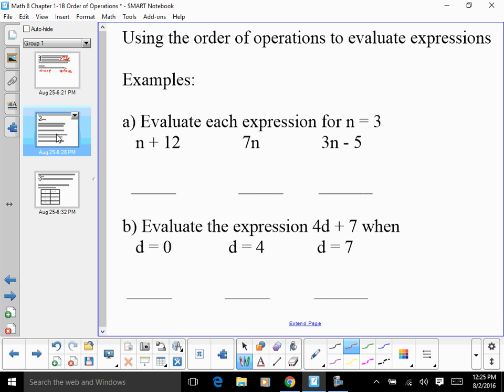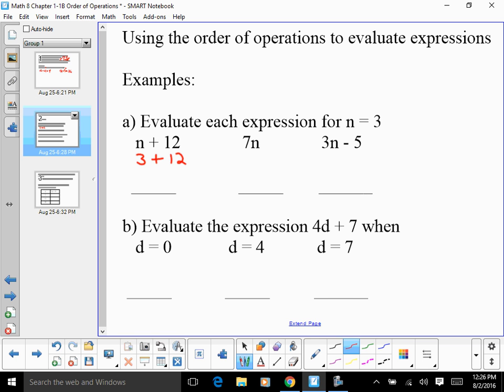One of the places you'll be working with this is actually evaluating expressions. Some examples. Sometimes they will tell you what they want the variable to stand for, in this case n equals 3, and then they will give you 3 or 4 different expressions and you're supposed to use it. Now, just like the lesson we had yesterday or the day before, lesson 1a, I'm going to substitute that n as 3. So I'm going to rewrite it as 3 plus 12.